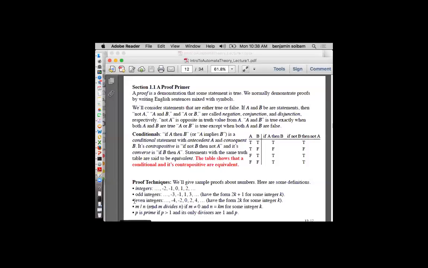So prime numbers, right? How do you define a prime number, things like that? We'll be using some of the notation later on. One more thing.